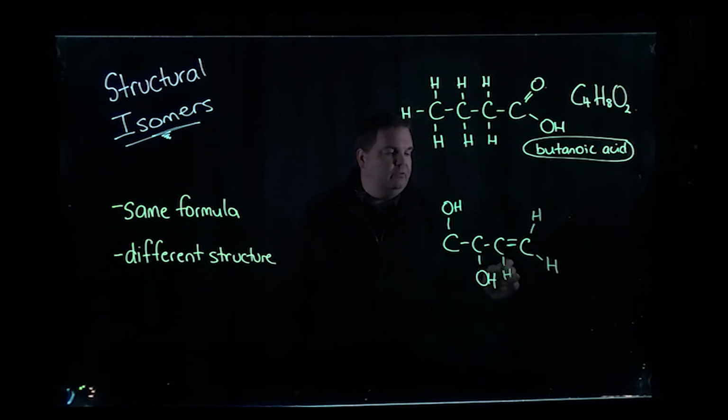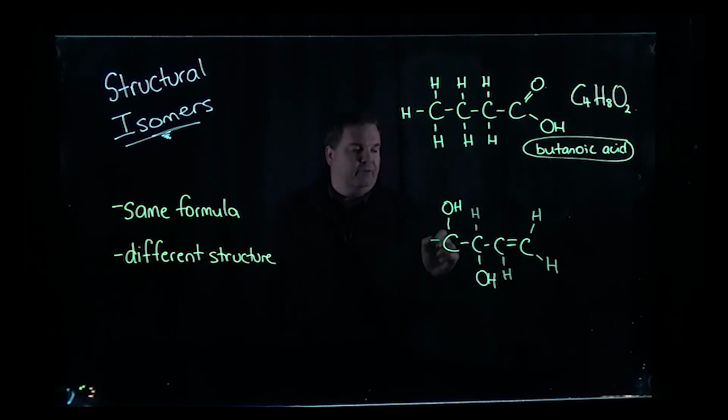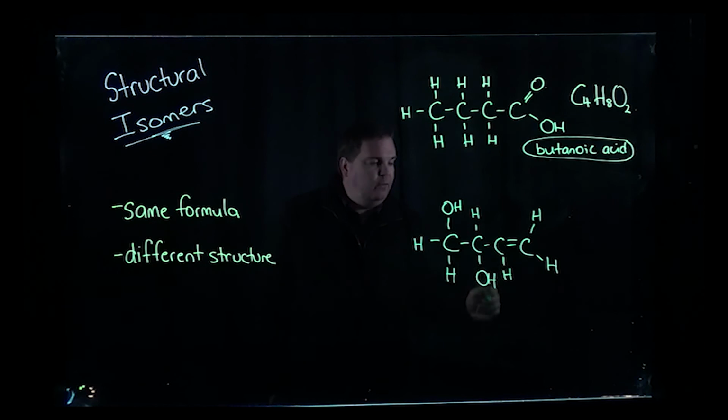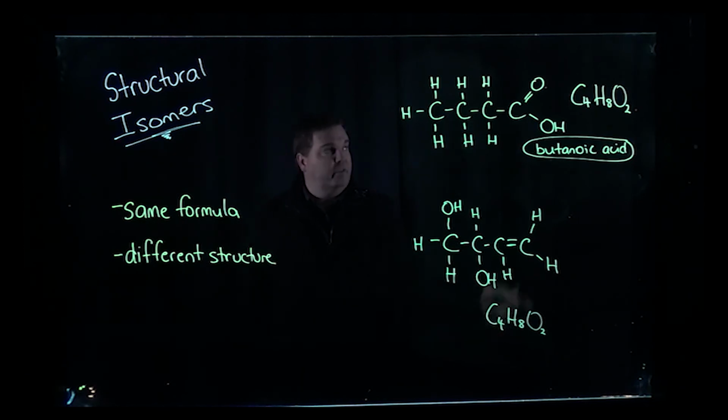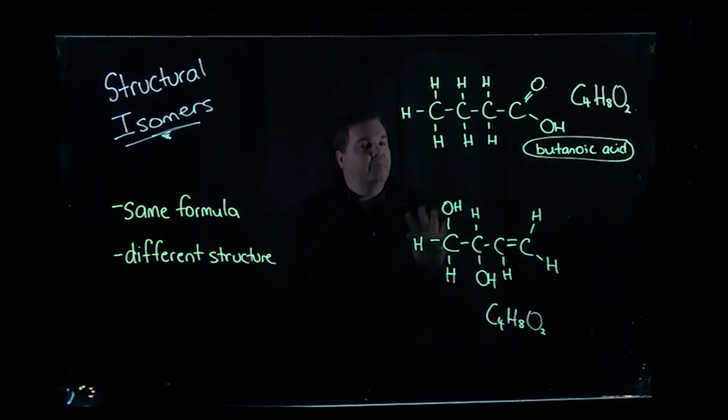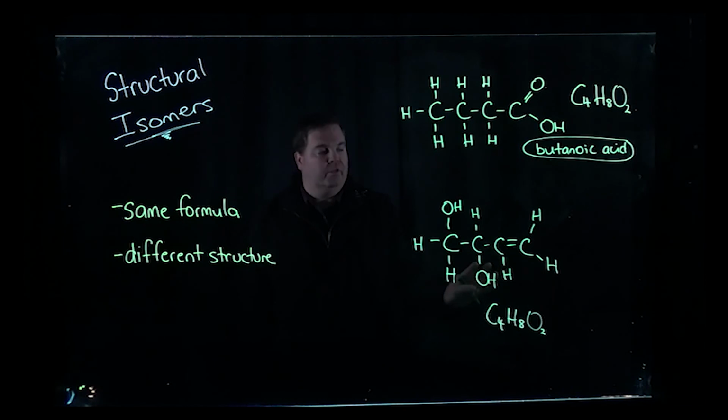Hopefully what you'll see, if I've done it right, and there's every chance that I haven't, because I haven't had a nice coffee this morning, is 1, 2, 3, 4, 5, 6, 7, 8 hydrogens. We've got 4 carbons, so this is C4H8, and we've got 2 oxygens on here. So we've got the exact same formula as we had up here, but a completely different molecule. This one has alcohol groups in it and an alkene.